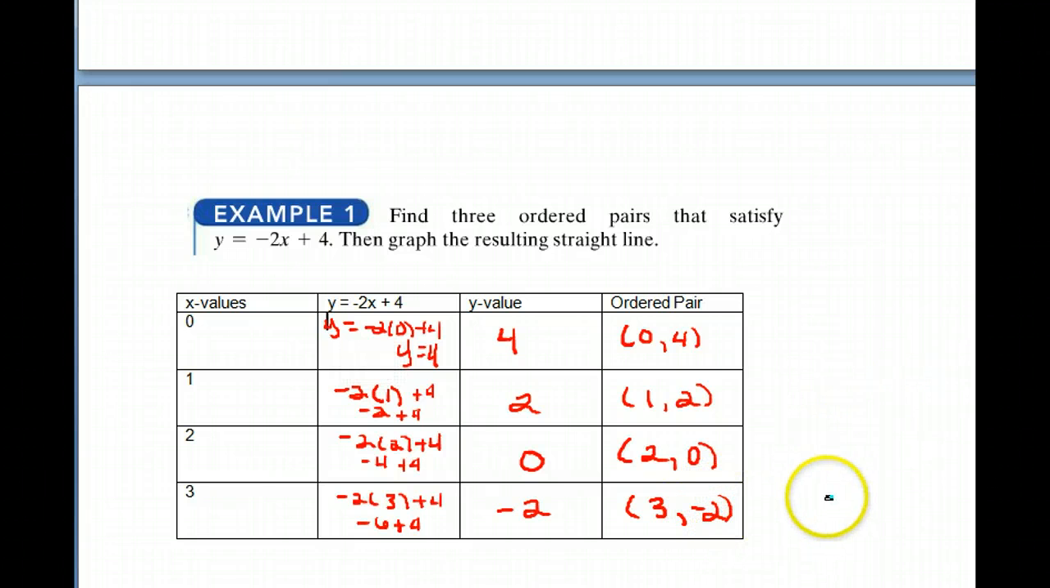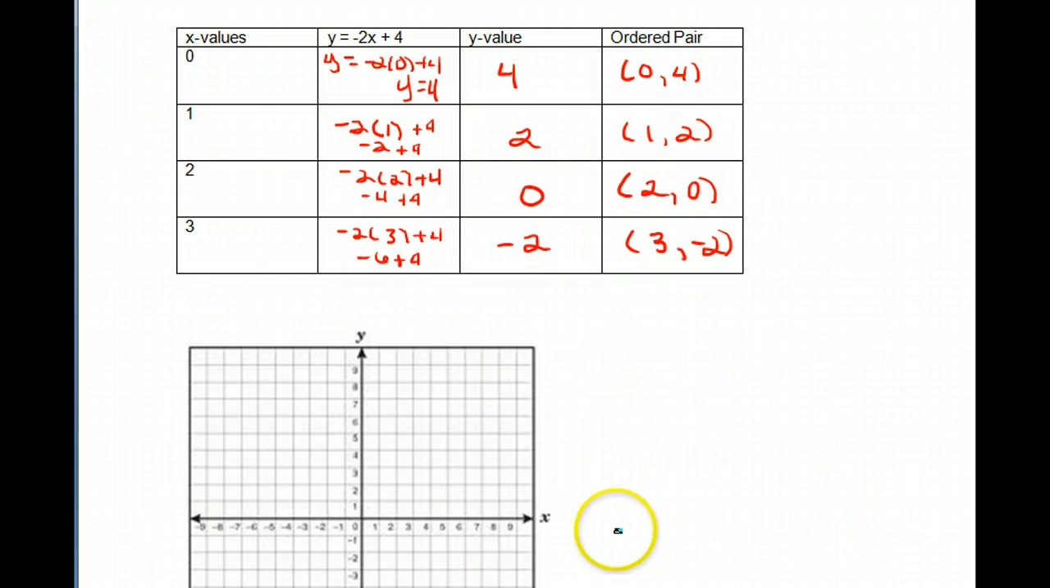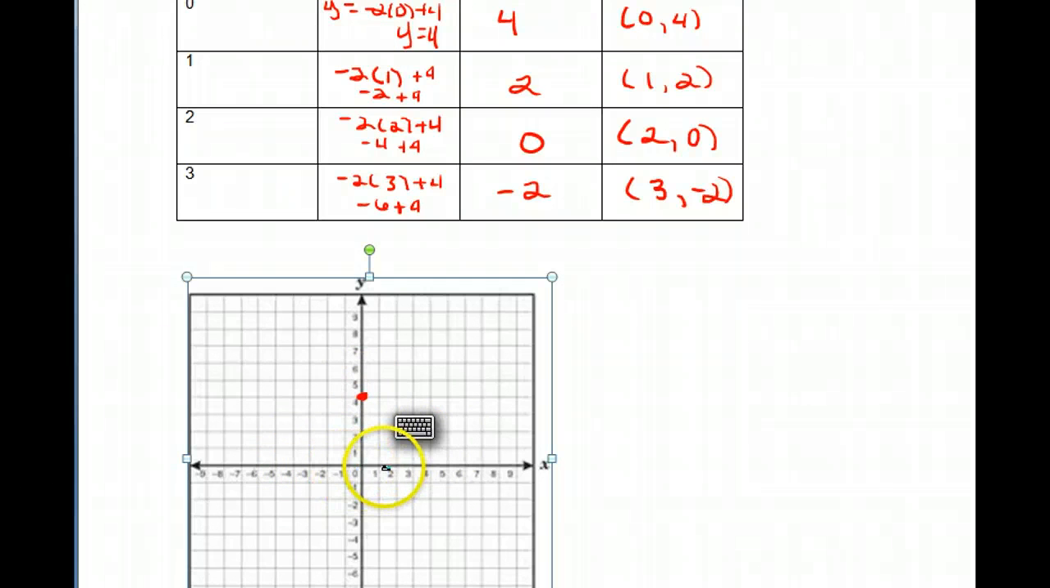And now that we have figured out our ordered pairs, we are ready to go ahead and graph them on our coordinate system here. So the first one that we have is ordered pair 0, 4. We have ordered pair 1, 2. We have ordered pair 2, 0. So far so good. They're all lining up. And we have ordered pair 3, negative 2.